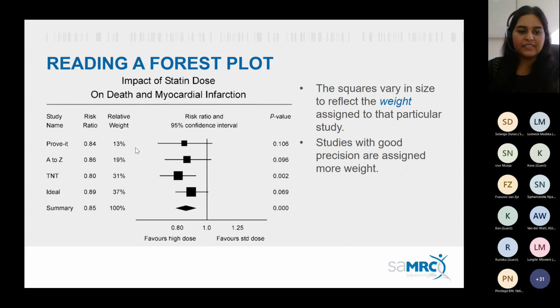You'll also notice that the size of the squares vary, and this is to reflect the weight assigned to that particular study. So how important that study is to the analysis, how much it contributed to the final summary effect. The studies with good precision will be assigned more weight. Since the Ideal study had the best precision, it was assigned the highest weight of 37%, and you can see that the square was largest for the study. The Prove It study, which had the least precision, was assigned the lowest weight of 13%.